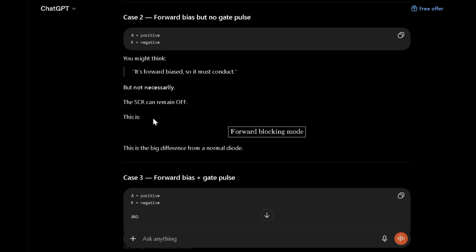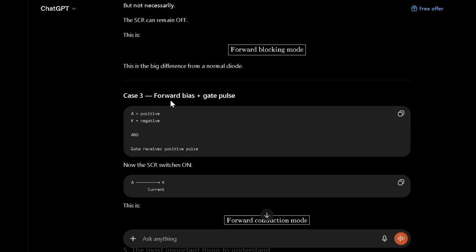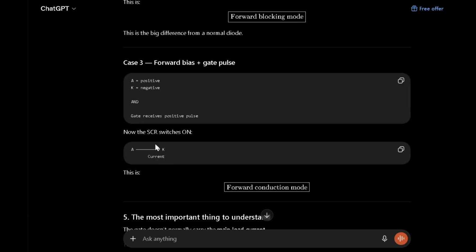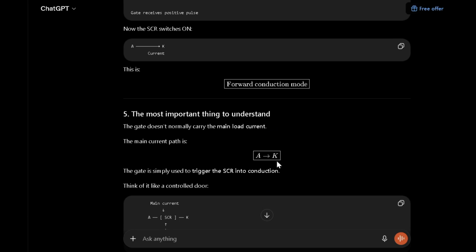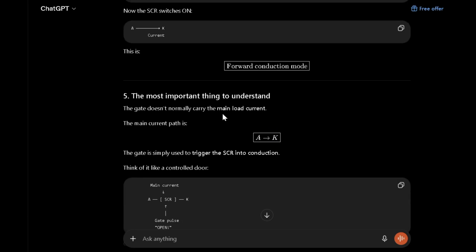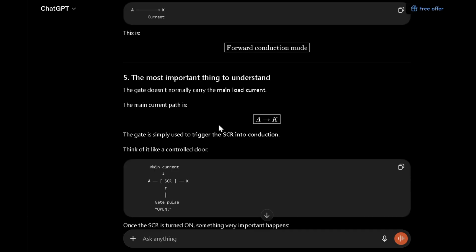Case three, forward bias plus gate pulse. The gate pulse is like a signal. It is in forward bias and now a gate pulse is given to the second P. Now the SCR switches on and current flows, which is forward conduction mode. The most important thing to understand: the gate doesn't normally carry the main load. The main current path is A to K. The gate is simply used to trigger the SCR into conduction.